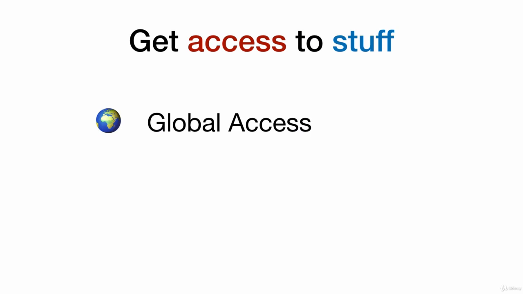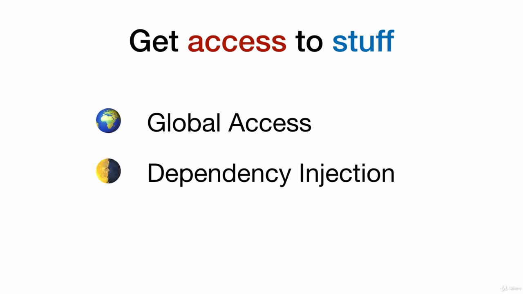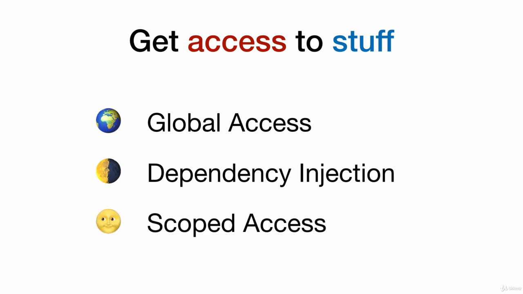In this course, we are going to look at three different ways to go about this. The first one we have already seen, it's called global access, and this is what we use when we make use of singletons. Then we have dependency injection, which is something that we are going to see next. And finally, we have scoped access, which is a technique that is used very often in Flutter, and we will learn about this as well in this course.